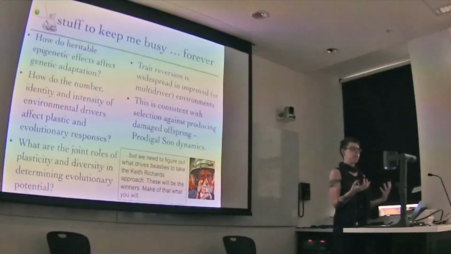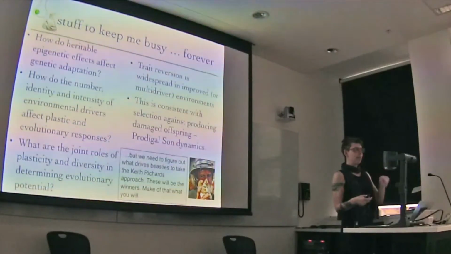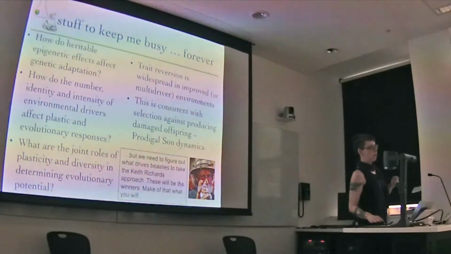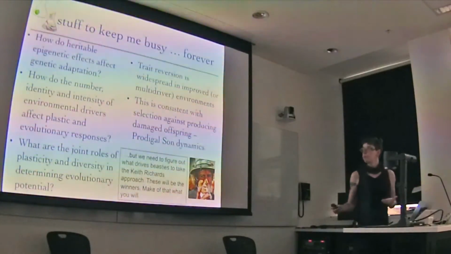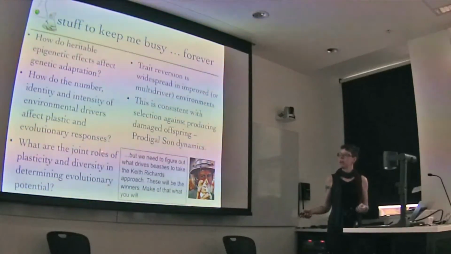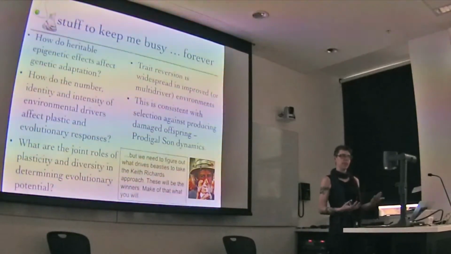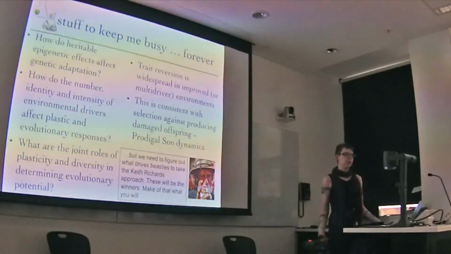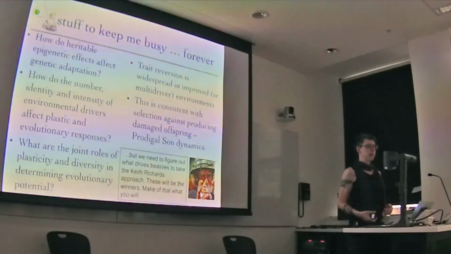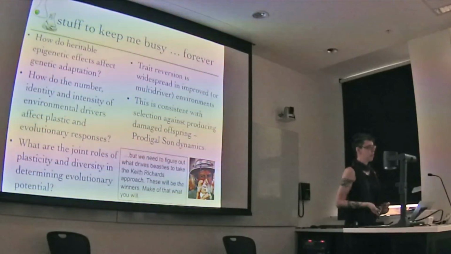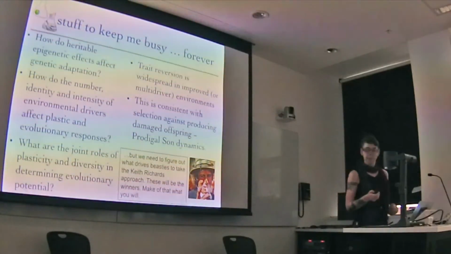And the concrete way of putting that question is how accurate do our scenarios have to be when we're trying to project forward. And then finally what I'm working on currently is what are the joint roles of plasticity and diversity in determining evolutionary potential. We actually know a lot about plasticity, we know a lot about diversity, but no one has been brave or stupid enough to put them head to head in one giant experiment. So Tatiana Reinerson and I are doing that with a bunch of Antarctic diatoms right now.